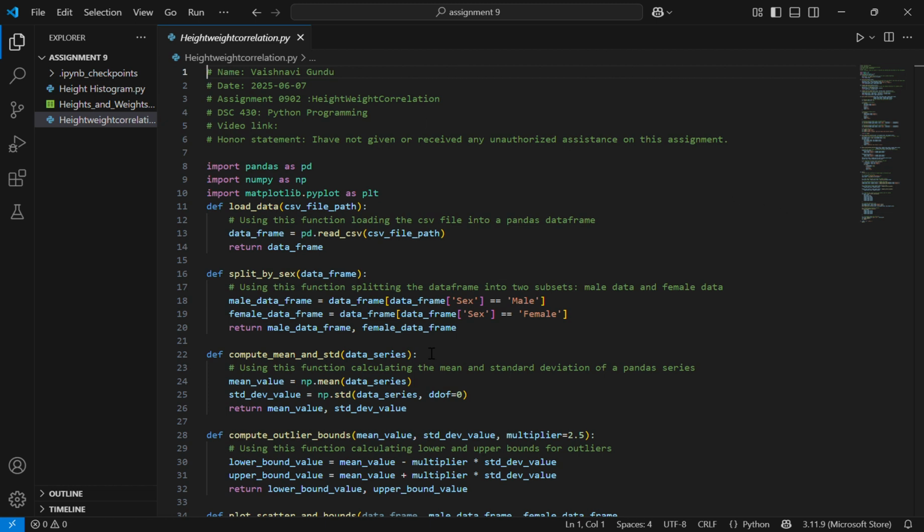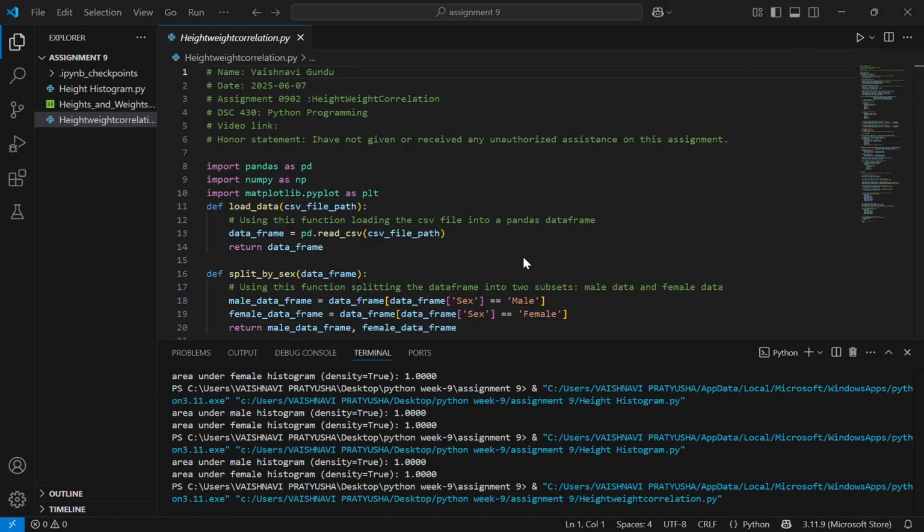Hey all, now I'm going to record my second code. Now I'm running the code. You can see the plot here, which is the male and female plot with an intersection regression line. So let us go quickly into the questions asked.